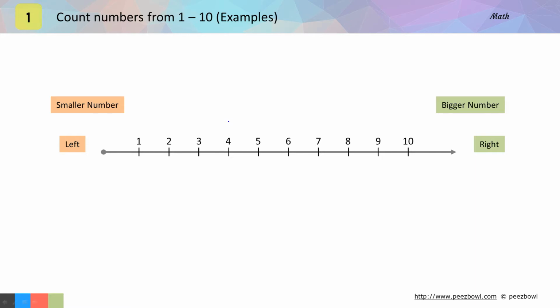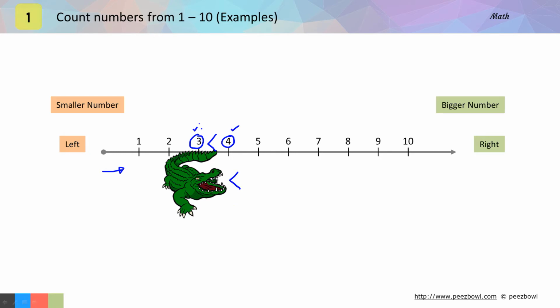Okay, let us see this number line. As we move from left to right, we can say that number 3 will always be smaller than number 4. Or in other words, number 4 will always be bigger than number 3. You can see here open crocodile mouth. Remember, this crocodile will always open its mouth towards bigger number in math. As 4 is bigger than 3, so crocodile has opened its mouth towards number 4.